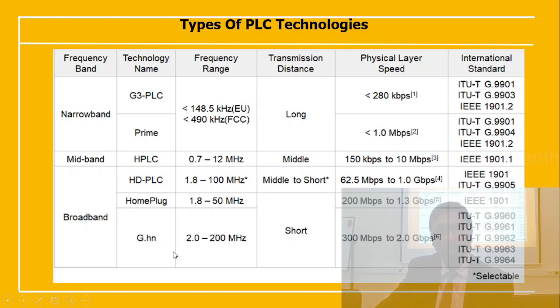And you'll have G.hn, 2 to 200 megahertz. It will be short range, but it will be 300 Mbps to 2 Gbps, much higher speed.